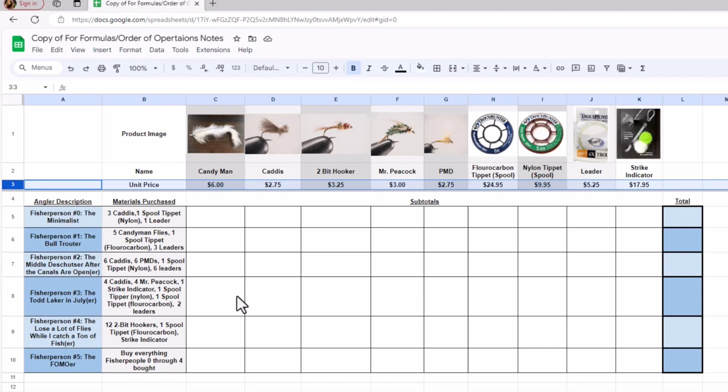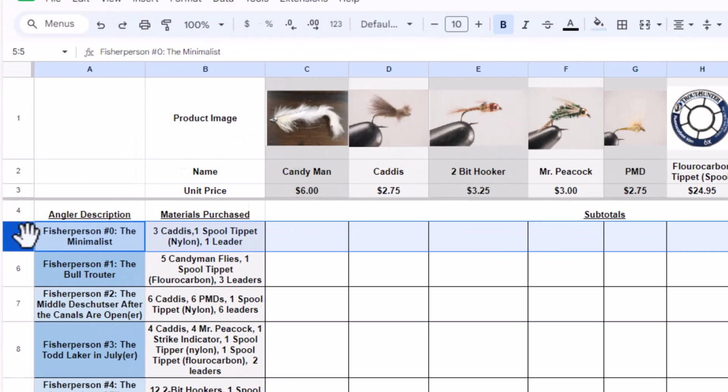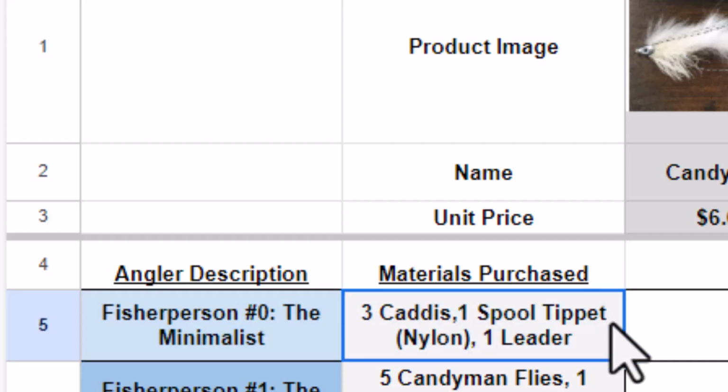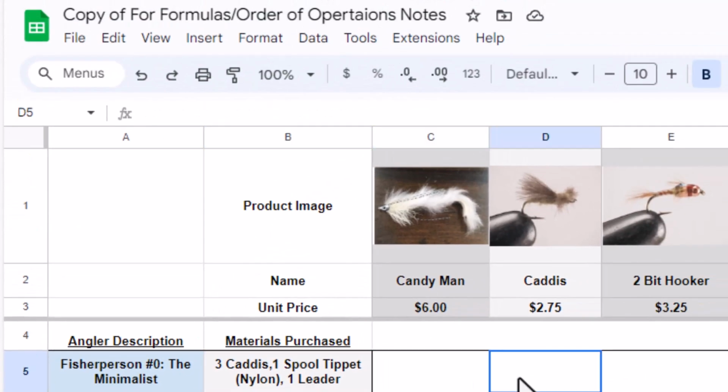What we're going to do is set up a subtotal and total column in a Google Sheet, and then see how to code using some built-in sheets formulas and also some formulas that we have to build ourselves. First, we're going to do Fly Fisher person number 0, the minimalist. This is the person that brings only what they need out with them. So this person is going to go into Jeff's shop and buy 3 caddis flies, 1 spool of nylon tippet, and 1 leader.